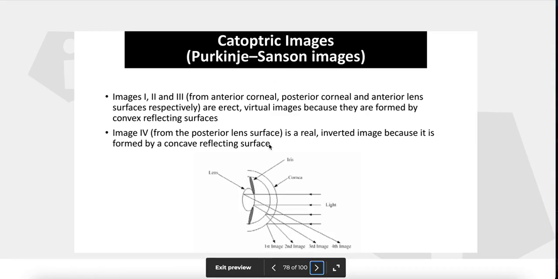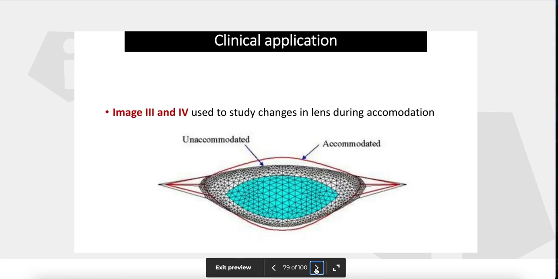So again, we mentioned that we have four catoptric images. Image 4 is formed by the concave surface of the lens, and it will be the only real inverted image. And the clinical application is that image 3 and image 4 are used to study changes in the lens during accommodation, as during accommodation the lens bulges, and most of the bulge is in the anterior surface with minimal bulge of the posterior surface. So both image 3 and image 4 will change their locations.